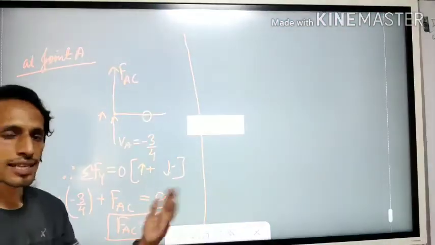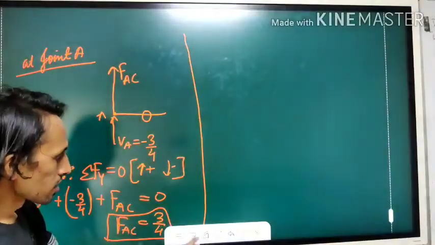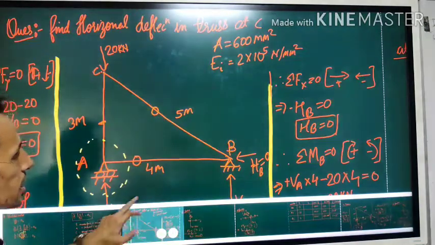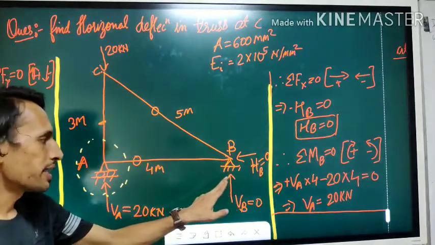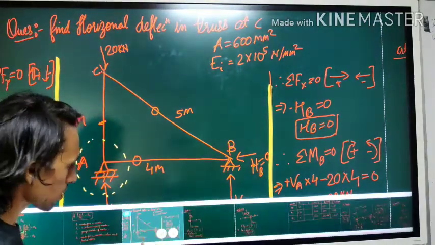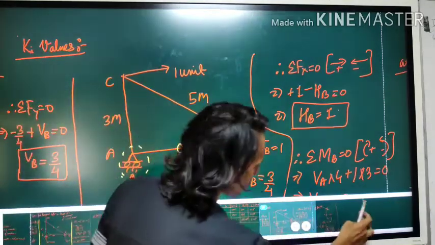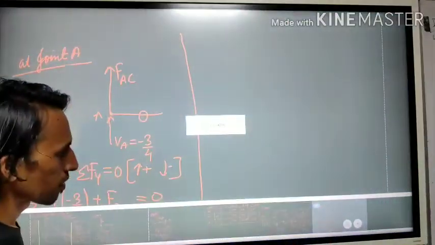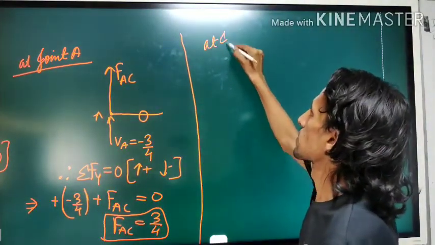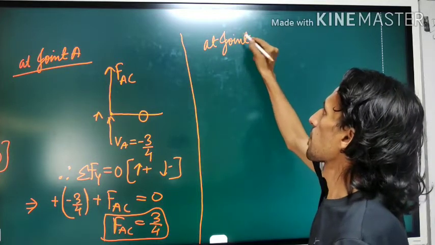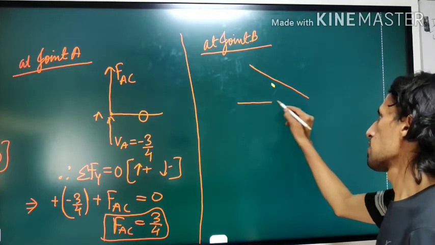Now you can calculate the other value also. So how should you calculate? Let's go back and see from where you can calculate. You can start from the joint B. So let's solve here itself, that at joint B, what was the condition?